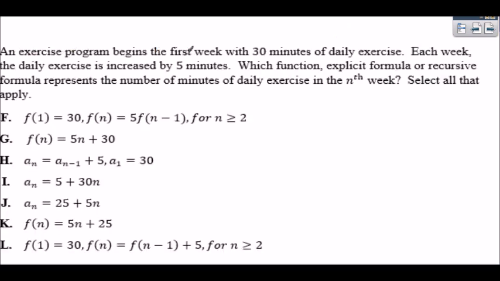All right, an exercise program begins the first week with 30 minutes of exercise each day. And then each week you add 5 minutes to that workout. Which one of these represents that information? Well, if we just think of it plainly, our first week is going to be 30 minutes. And our second one is going to be 30 plus 5 minutes, so 35. So when I plug in 1 to these equations, I should get 30. And when I plug in 2, I should get 35.